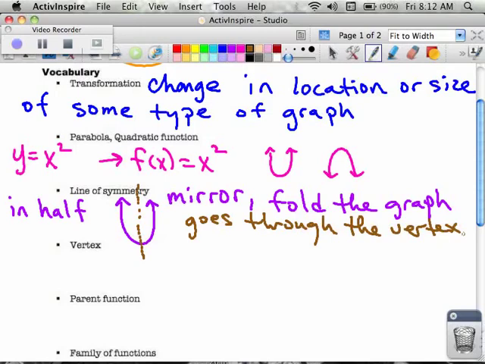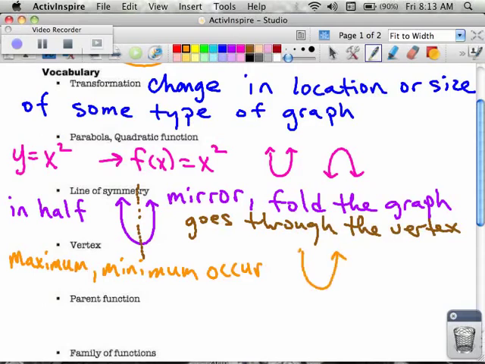And speaking of that vertex, the vertex is where your maximum or your minimum occur. So if I look at my graphs of my parabolas, the one that's opening up, the minimum would be here. So that's where your vertex is. And if I looked at the one that was opening upside down, the maximum would be here. So that's where your vertex is.